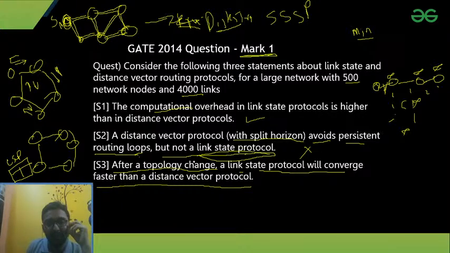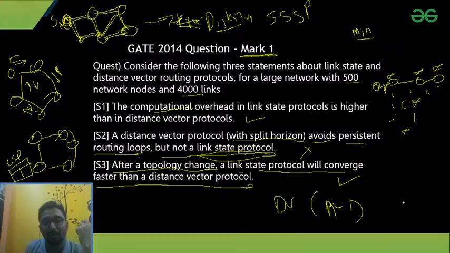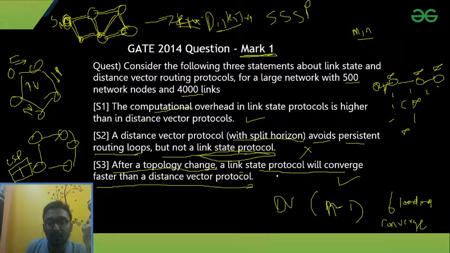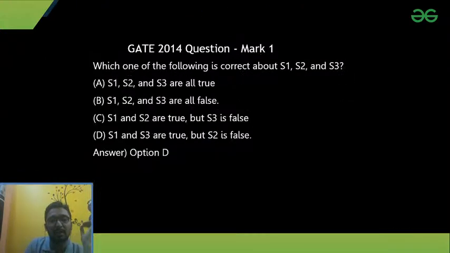After topology change, a link state protocol will converge faster than distance vector protocol. Yeah, this is true for sure. Distance vector will take n minus 1 steps to converge, but link state protocol will converge just after flooding, and in most cases it will converge faster than distance vector. So this statement is also true. So statements S1 and S3 are true, but S2 is false. So that is our correct answer, option D.